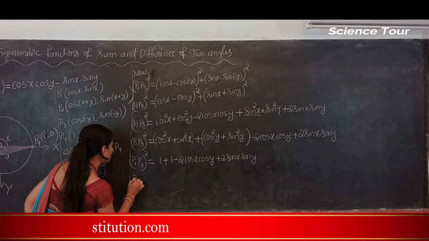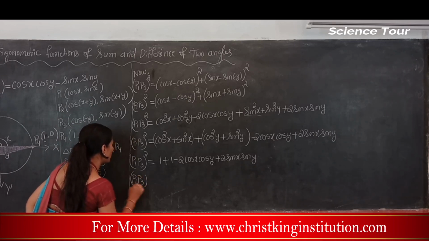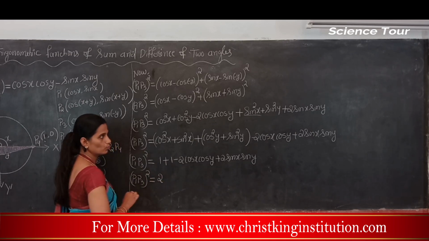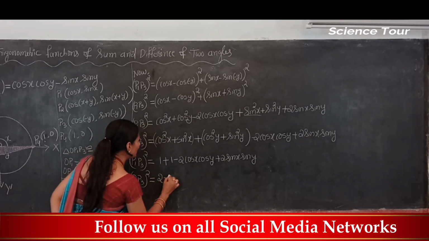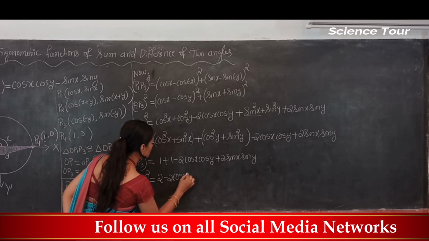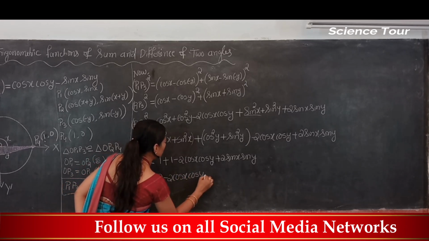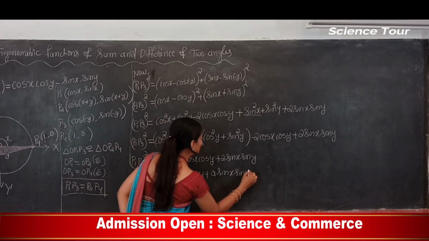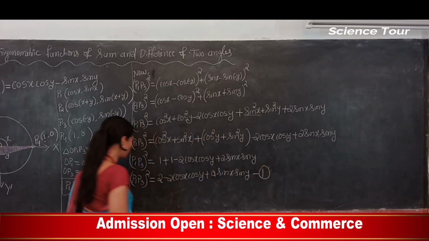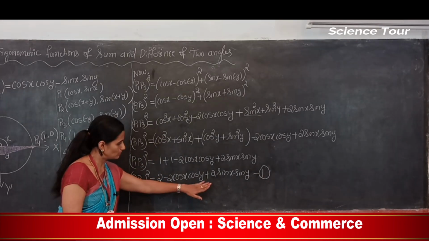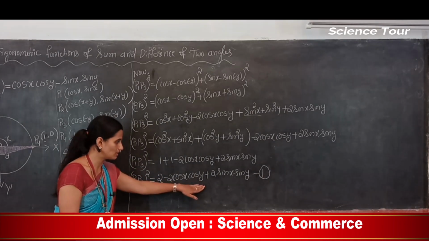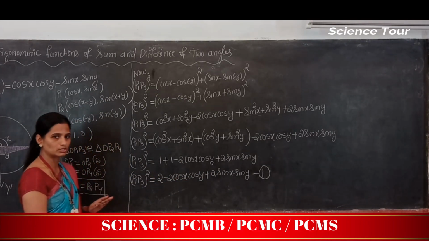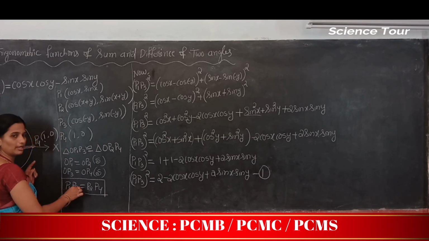So now P1 P3 whole square is equal to 1 plus 1 is 2, minus 2 cos x cos y plus 2 sin x sin y. So take it as equation number 1. So finally we can simplify this. So this is your last simplification method. So take it as equation number 1 for P1 P3 whole square. So we got P1 P3.